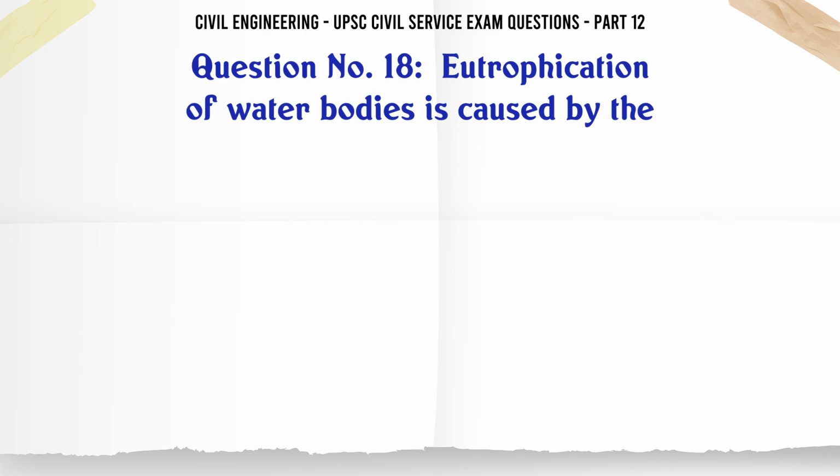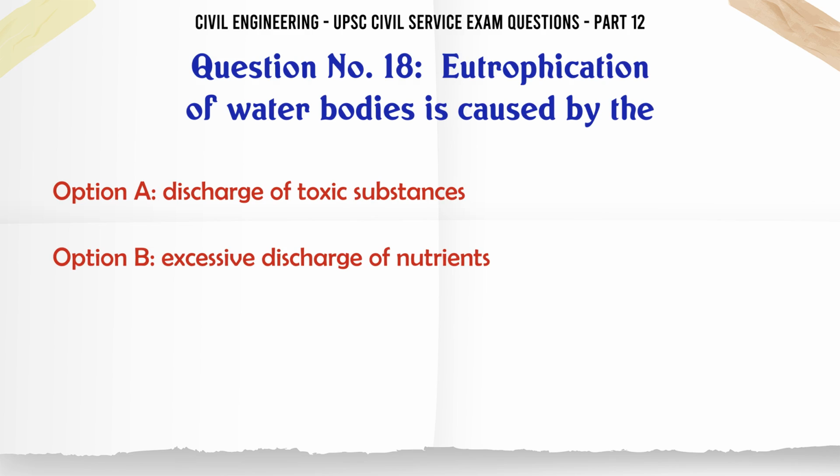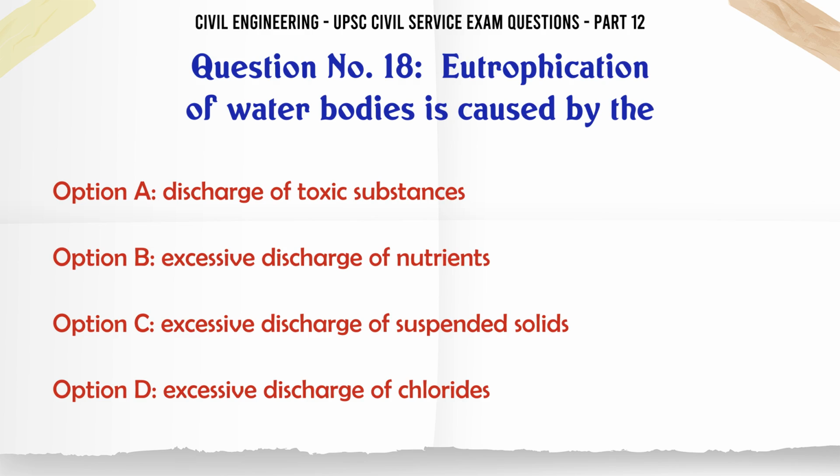Eutrophication of water bodies is caused by the A. Discharge of toxic substances, B. Excessive discharge of nutrients, C. Excessive discharge of suspended solids, D.